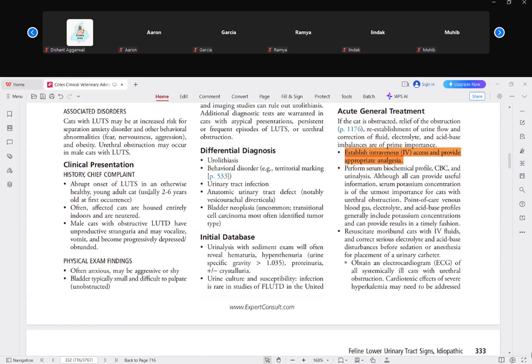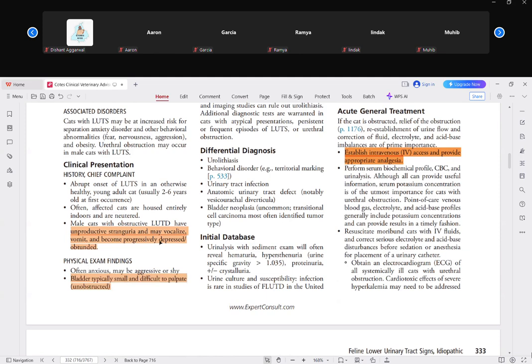So what could be the clinical signs or the history in animals with FLUTD? So just remember, abrupt onset of FLUTD can occur in a young adult cat at the first presentation. So the animal will show unpredictable stranguria, the animal will vocalize, vomit. Okay, so these things can happen. Okay, so stranguria is the thing you are going to find. Okay, so on physical exam, you're going to find a small bladder.